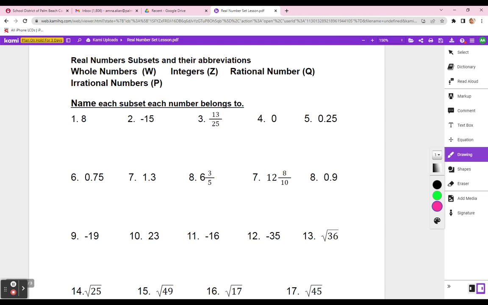But the first thing we're going to go over is the letter that we're going to use that represents each number set. So the letter that we use to represent the whole number set is W. For integers, we use Z. For rational numbers, we use Q. And for irrational numbers, we use P. These are not my selection. These are the letters that mathematicians have decided to use for these number sets.